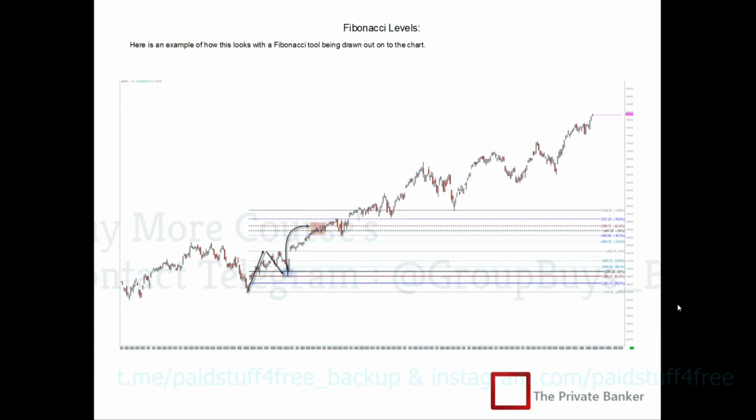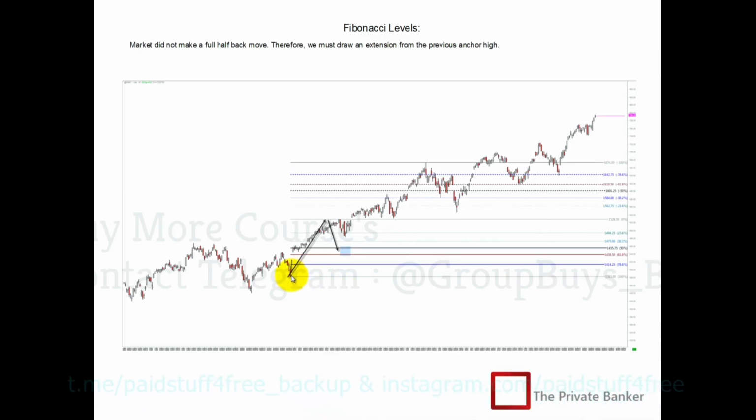Very simple. So now let's say here's our key pullback here, so that becomes our next area that we want to anchor from for our next measured move. So we pull from the low to the high. As we saw, the market actually ran a lot further than our expected target area, so that certainly is a heads up. But we do pull from the low to the high, and we see that the market does not make a halfway back or a pullback to the 61.8 level. It just really pauses all the way at the 23.6 level. So when we see that, that really just tells us that we need to draw an extension move.